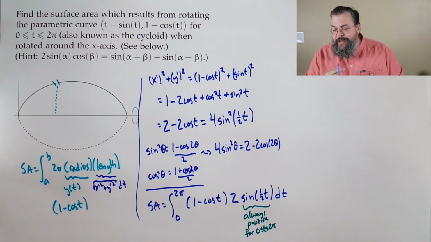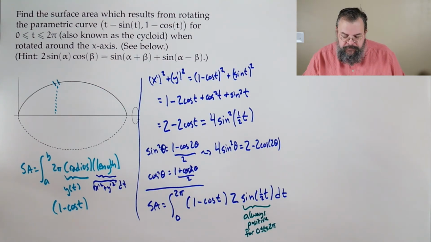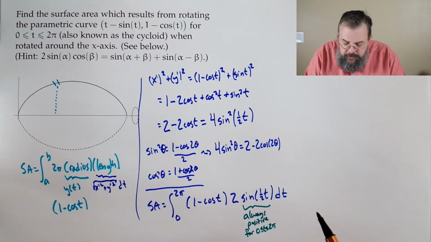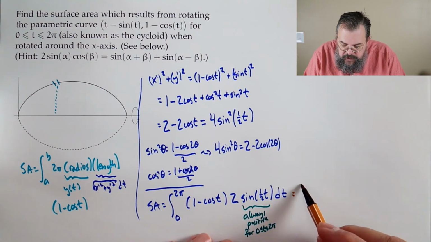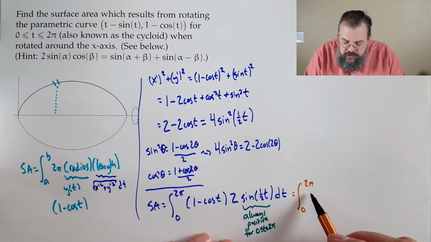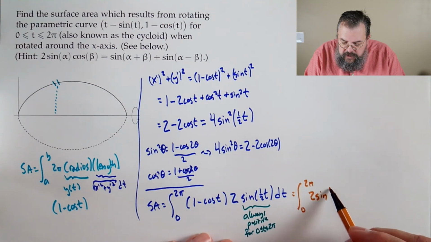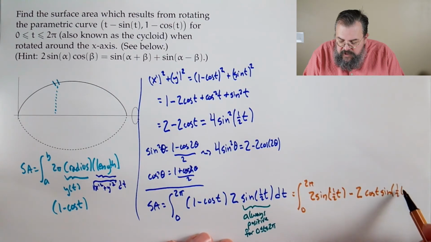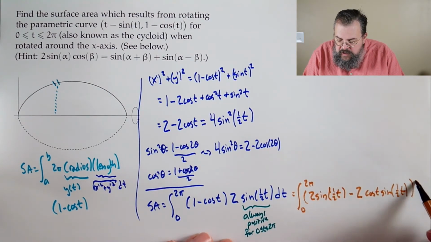All right. Well, here we go. What do we have? Well, if we distribute through, we have the following. This is equal to the integral from 0 to 2 pi of 2 sine of 1/2 t, then minus 2 cosine t sine of 1/2 t, dt.